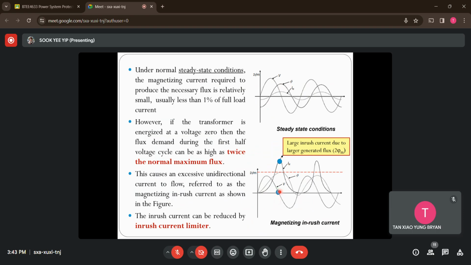So what happens in these situations with high flux being generated? It will also cause an excessively high magnetizing current flowing through the transformer winding as well. This is what we call the magnetizing inrush current. Of course, we don't want this high current value. We can lower its magnitude by using inrush current limiters.